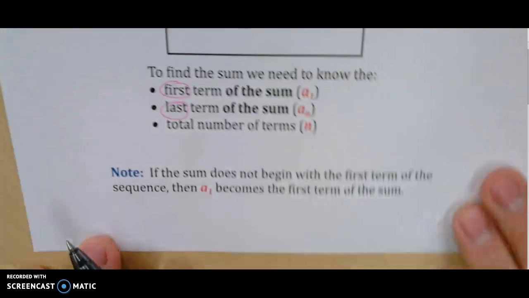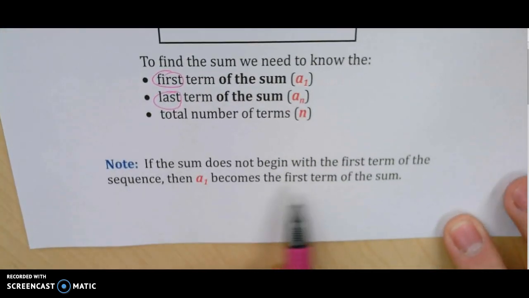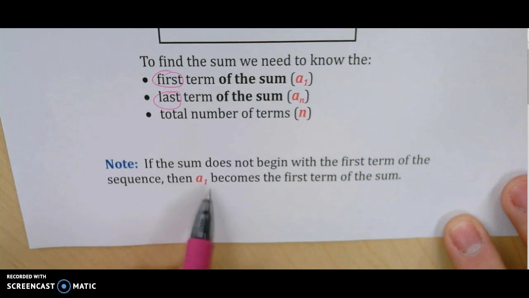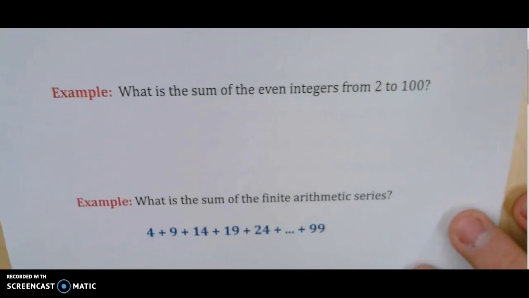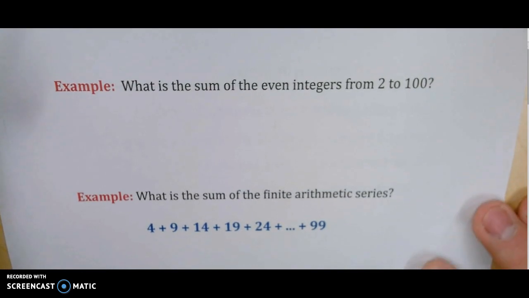So first term and last term are given here as a sub 1 and a sub n. Now, assuming we don't necessarily start with the first term, then you're going to assume that a sub 1 becomes the first term of the sum. So we'll see that later on when we get into summation notation. All right. So first example, and you guys have this as a printout if you wanted to follow along.